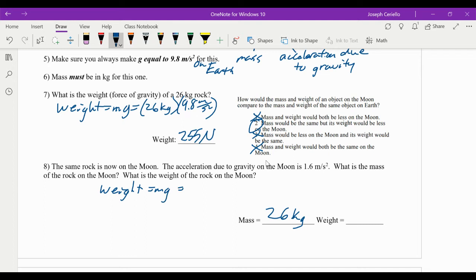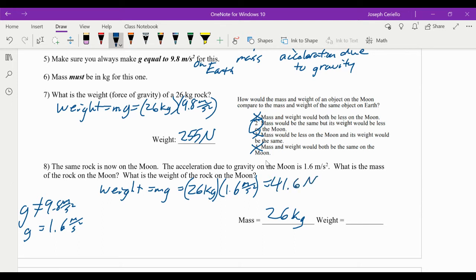But watch out, okay? A lot of people are going to make g accidentally equal to 9.8, right? That's a bad g. g does not equal 9.8 here because we're on a different planet, in this case, the moon. The moon's not a planet, but you get the idea. 1.6 meters per second squared. So we have 26 kilograms, 1.6 meters per second squared. And let's see, 26 times 1.6. We get 41.6 newtons.